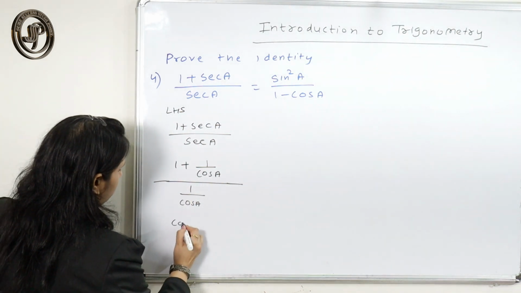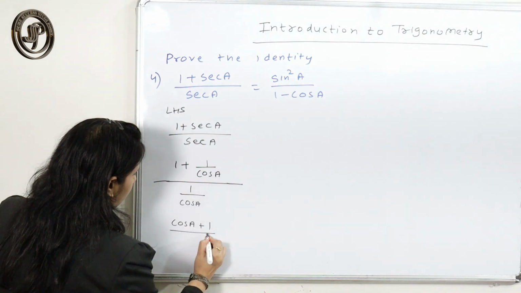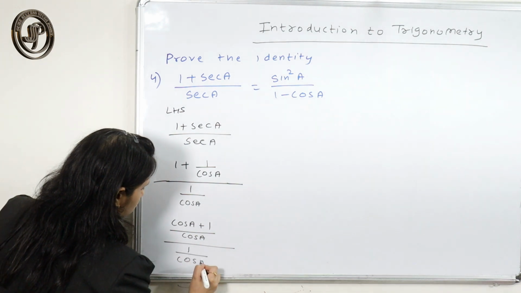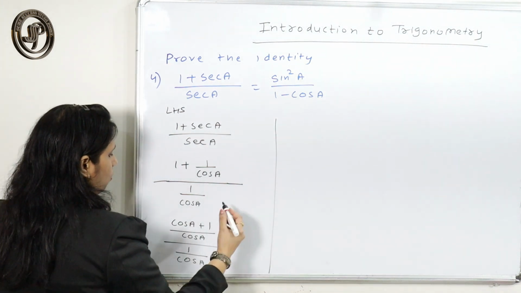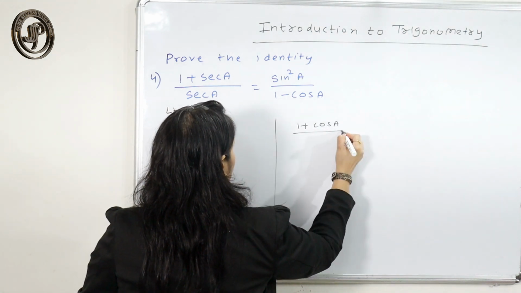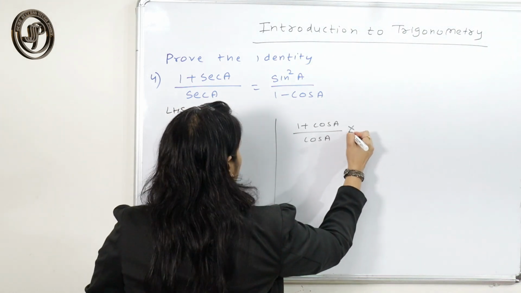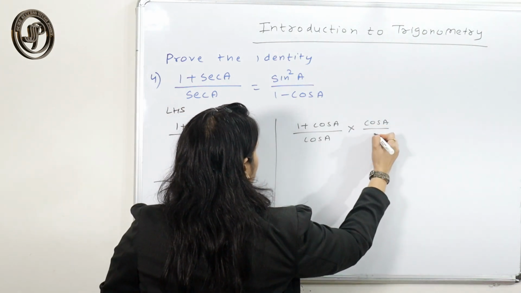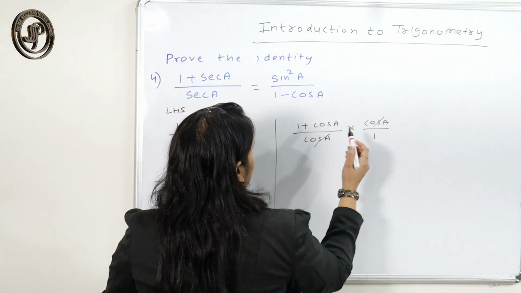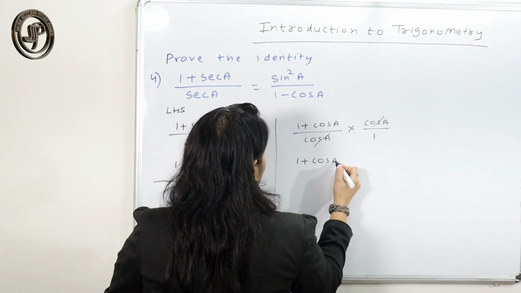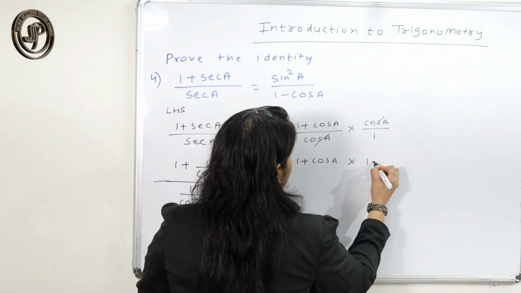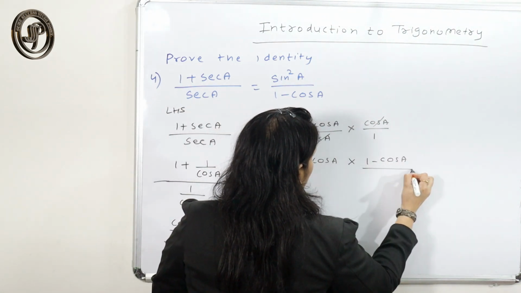If I simplify, I get 1 plus cos A plus 1 upon cos A, and in the denominator 1 by cos A. So now what can I write? 1 plus cos A upon cos A into cos A upon 1. This will become reciprocal, 1 by cos A becomes cos A by 1. So here I get 1 plus cos A, but I don't get the result. I need that sin square A. So what I do, I just rationalize it by the conjugate of this.